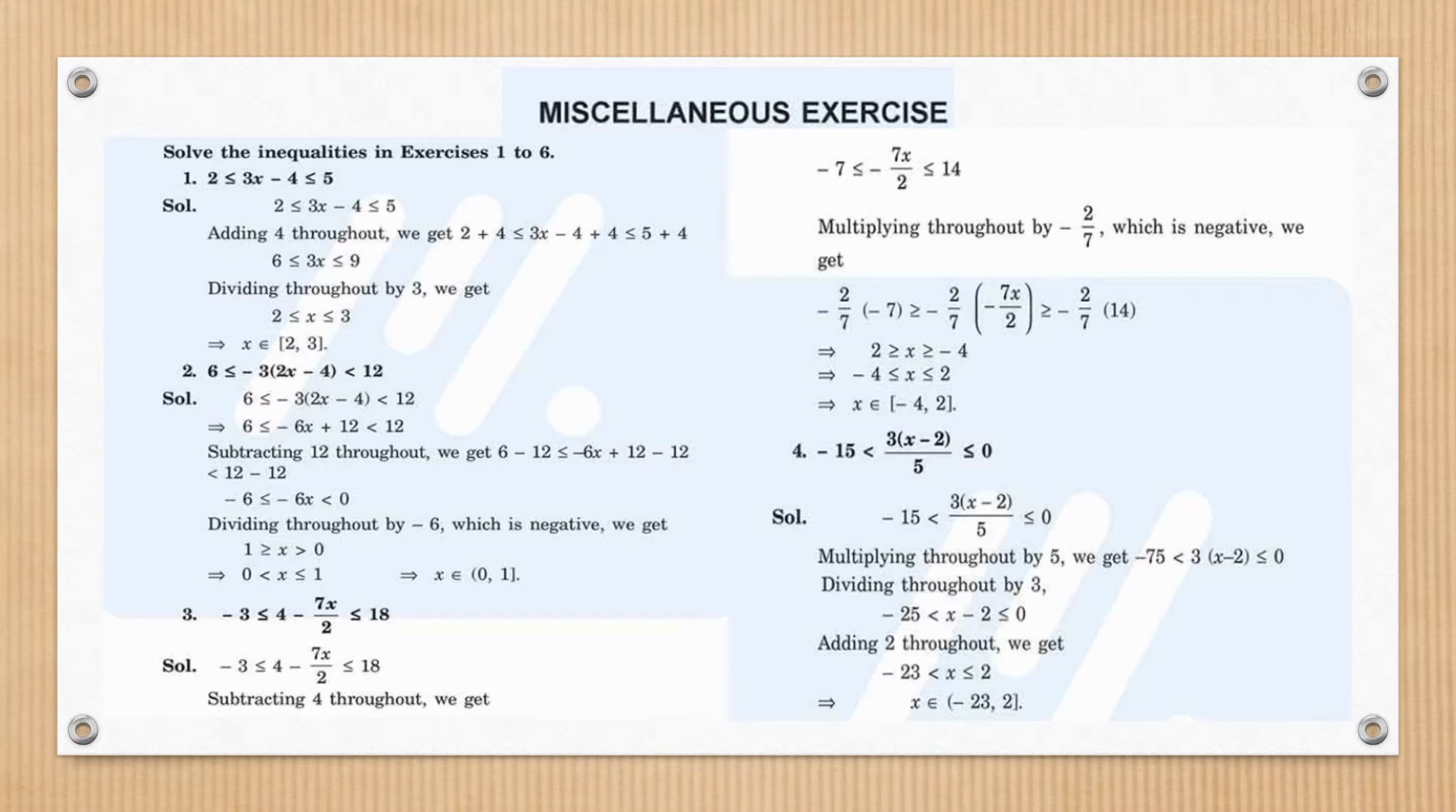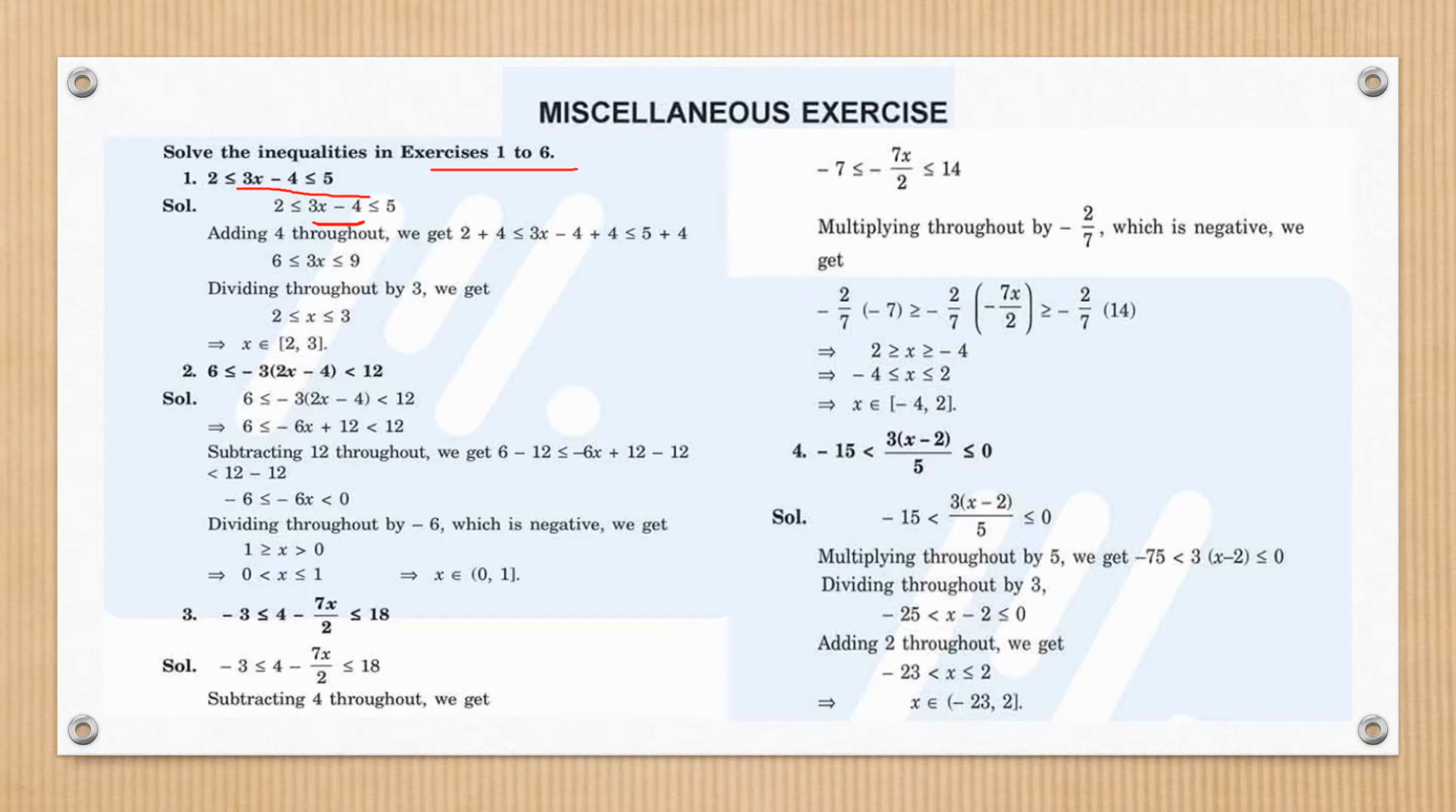Number 1 is solve the inequalities in exercises 1 to 6. So it's a very simple exercise from here, right? 3x minus 4 is lying between 2 and 5, so both ways inequality is there. What I need to do is bring x in the middle term. For it, I just need to eliminate whatever else is there.